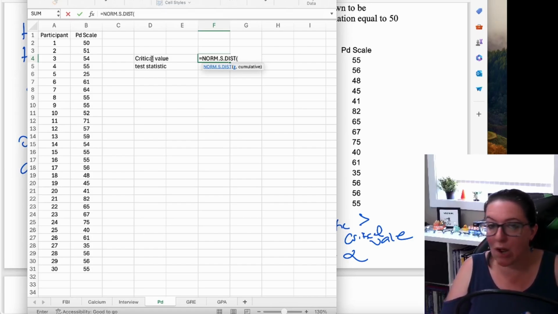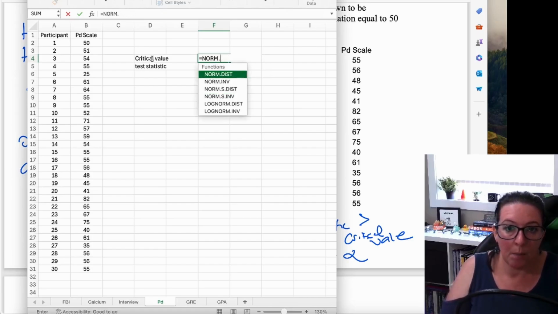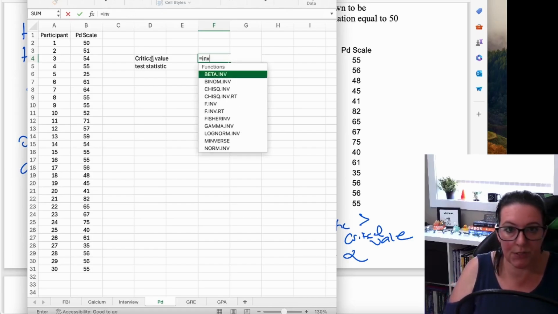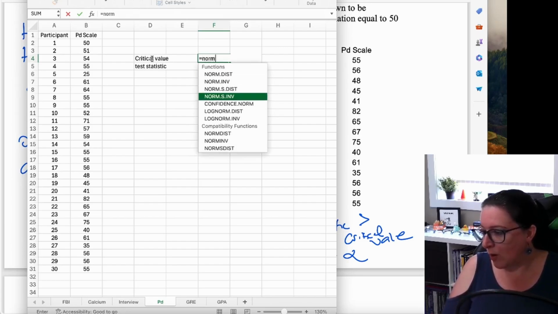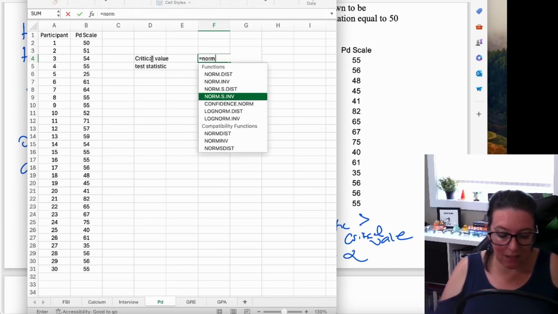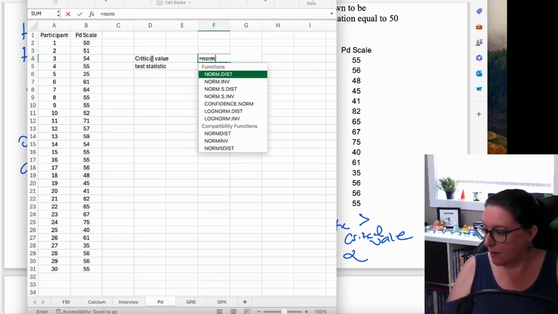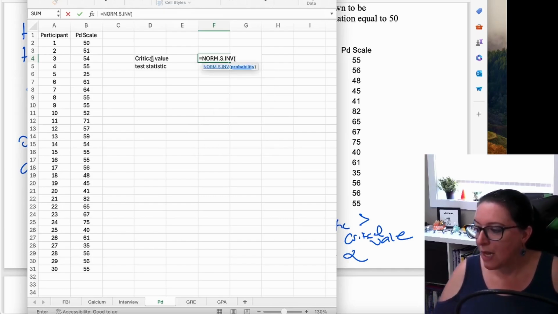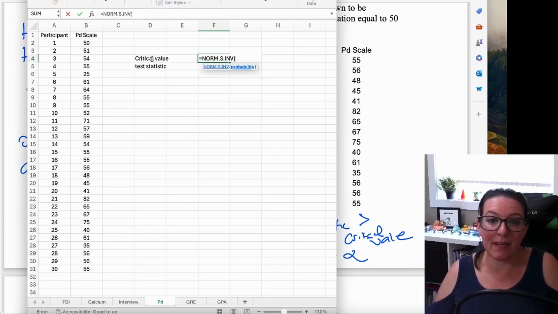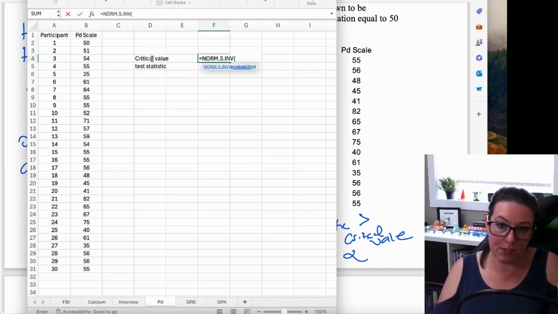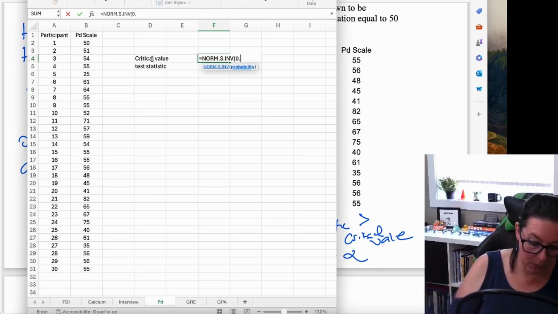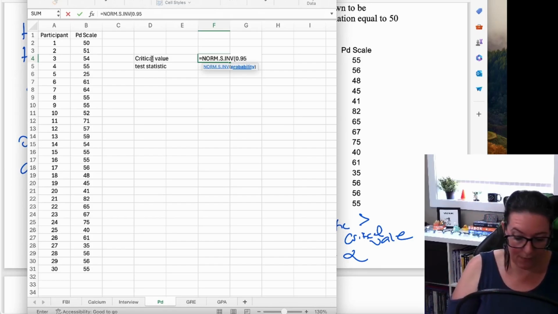So what we want is not this formula here, but we want the inverse. We want normal S inverse, because that allows us to type in a probability. Now you're typing in the probability of everything to the left. We have a one-tailed test here. Everything to the left is going to be 0.95.